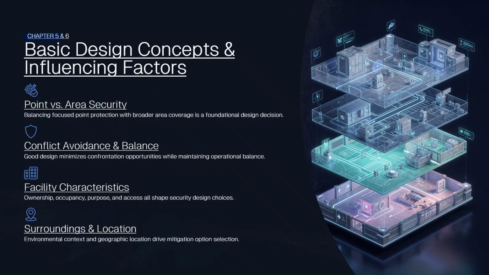The characteristics of the facility itself also play a major role. The layout, construction materials, building usage, and operational processes all influence the type of security measures required. Finally, surroundings and geographic location must be considered. Environmental conditions, nearby infrastructure, crime patterns, and local threat environments all affect security design decisions. By carefully considering these factors, security professionals can create balanced, efficient, and practical protection strategies.